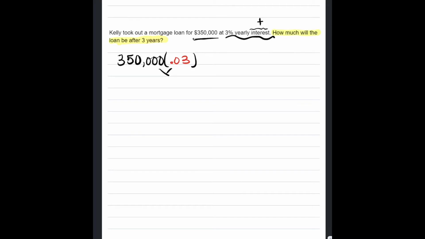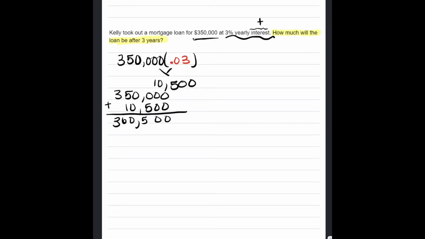So 350,000 should get 10,500. So that's her interest for 1 year. I'm going to go ahead and add that to her original loan. This is going to let me know how much her loan is now.